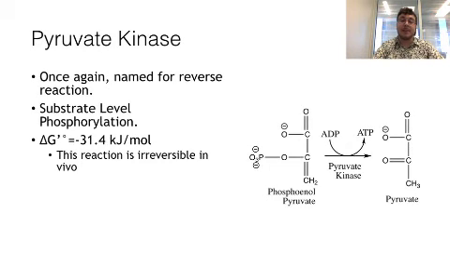The 10th and final step is catalyzed by pyruvate kinase. Once again, this is named for the reverse reaction, which was discovered in vitro. This step creates another ATP molecule via substrate-level phosphorylation, and once again, for each glucose, this will have to occur twice. This is extremely favorable and considered irreversible. For gluconeogenesis, the reverse pathway of creating glucose from pyruvate, that pathway actually skips this step because it requires way too much energy to go in the reverse direction.